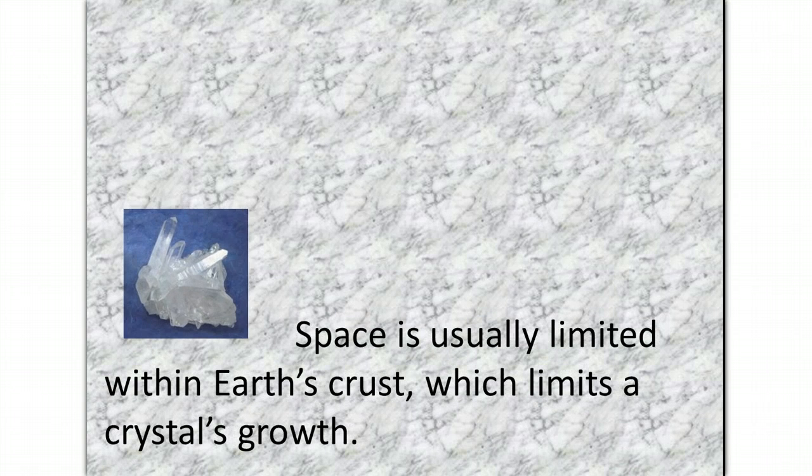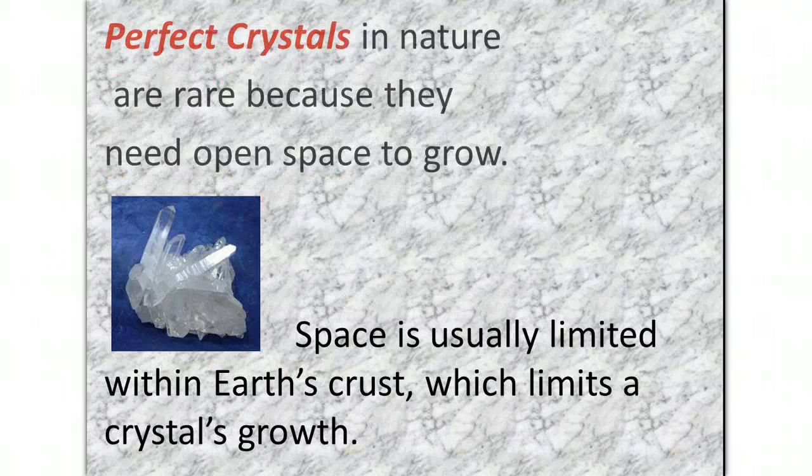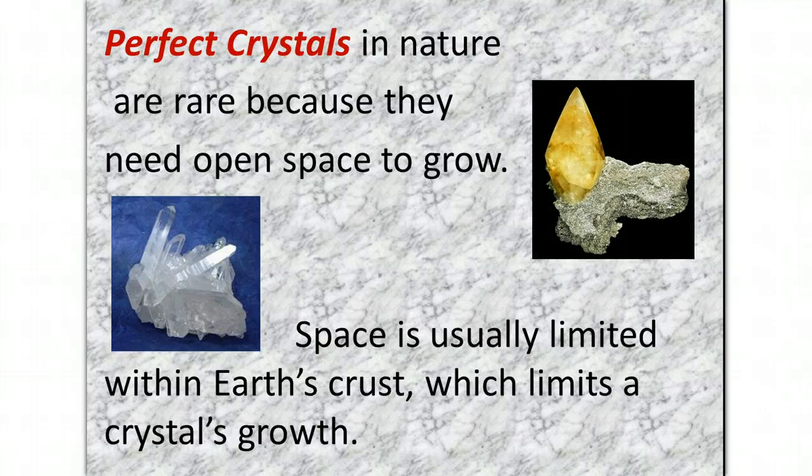Now, normally when crystals grow, they're growing within Earth's crust, and so there's a very limited amount of room for the crystals to grow. So as you can see in the picture, they're all kind of on top of each other. They're pretty small. However, sometimes in nature, there is enough space for them to grow all by themselves. And when that happens and you have a crystal that's formed like the one on the right, they're called perfect crystals. But again, perfect crystals in nature are rare because they need open space to grow.